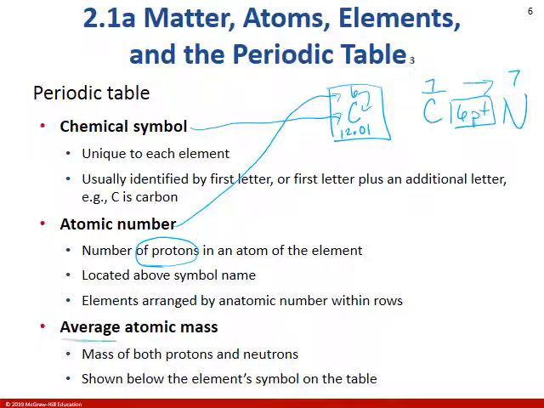Then it has the average atomic mass. So that's why it doesn't just say 12, it says 12.01. We'll come back and talk about isotopes and how this neutron number can change. And that's why we have this not whole number, we have this decimal.